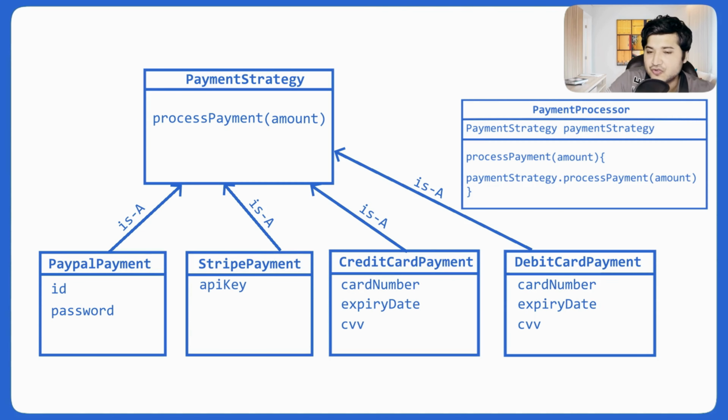Last, if you see, we are also following the single responsibility principle now. For each and every strategy, we have a different class altogether. So this is what is called the strategy design pattern. Since payment processor has a payment strategy, there would be a has-a relation between payment processor and payment strategy.